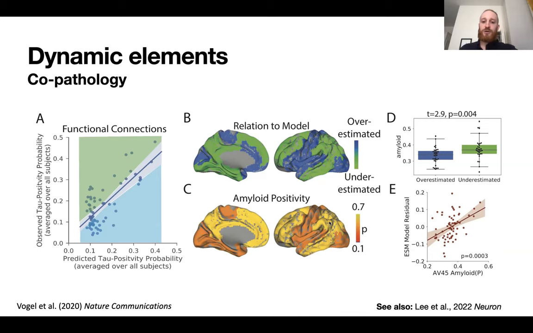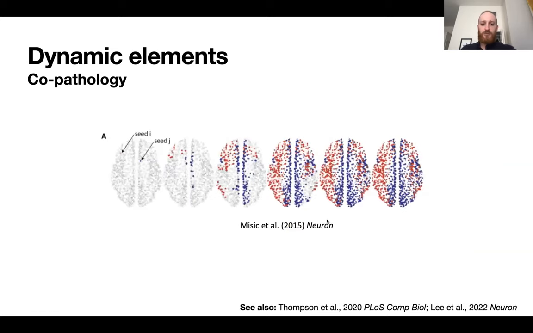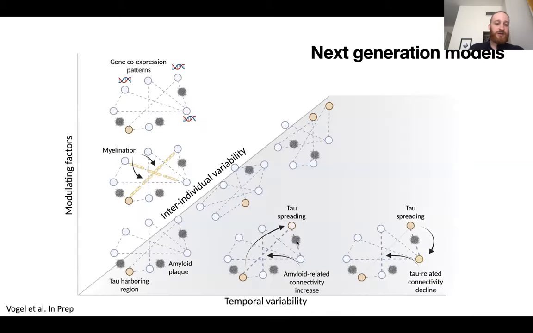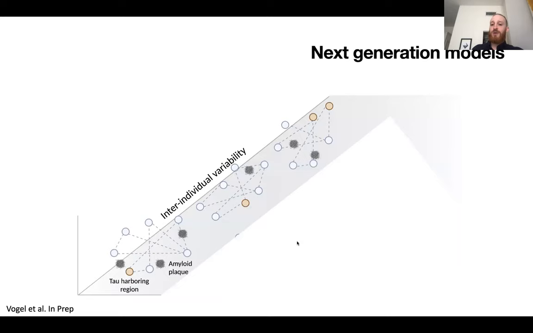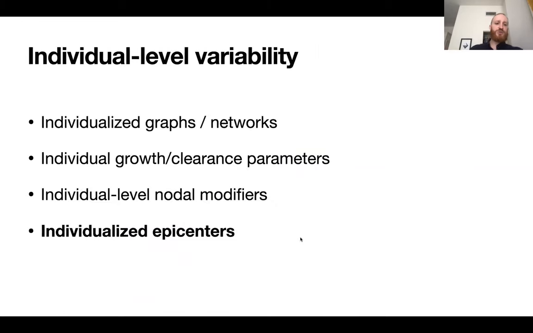I think there's some early movement in this area. This is a nice paper by Misich and colleagues that just shows it's possible to simultaneously model the expression of two different pathologies. There's also some cool papers by Travis Thompson and also by Lee and colleagues in Neuron from the Seeley Lab that have also begun moving in this direction that are worth a read. And finally, there's the idea of being able to model individual variability to resolve some of this discrepancy in disease progression. There's so many ways that we can do this.